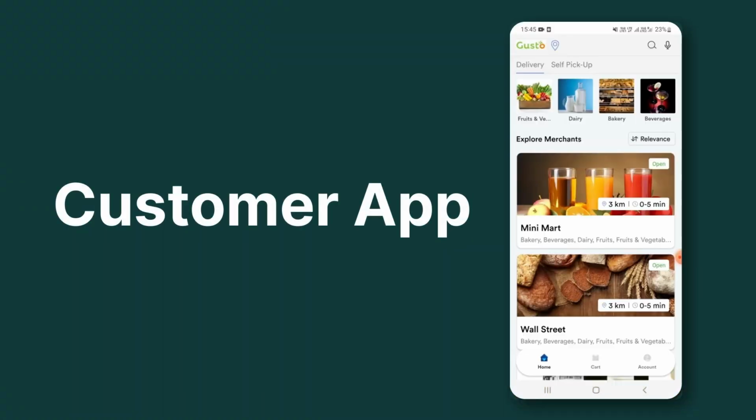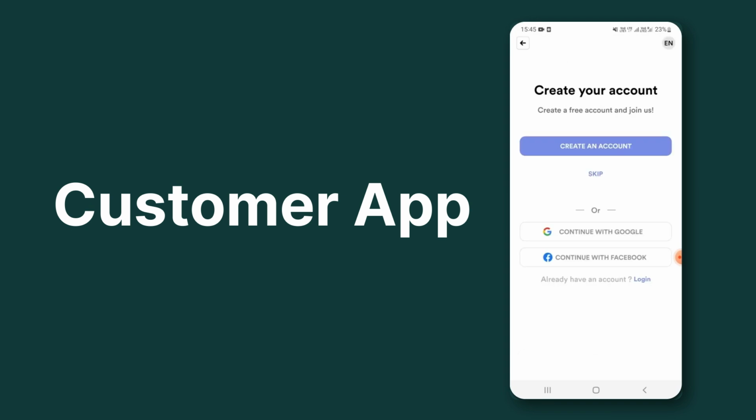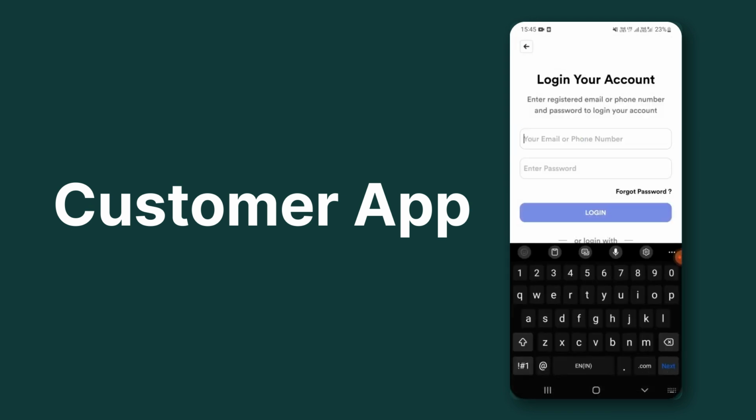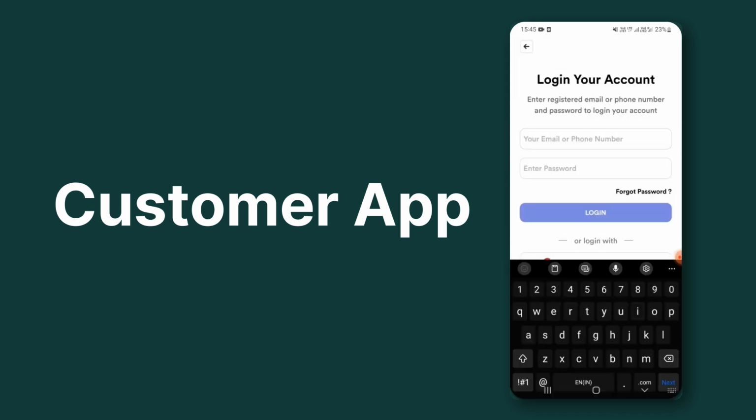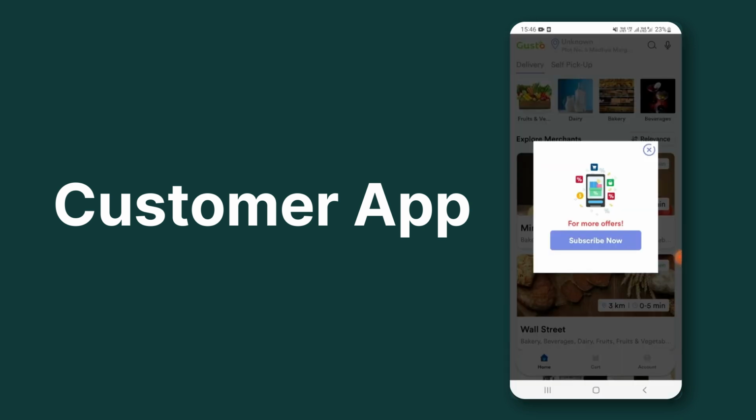If we want to place an order, then we must log into or sign up in the app as a new user. We can sign up directly with our social accounts, like Google and Facebook. For this demo, we will log into the app using our login credentials. So let's log into the customer app.